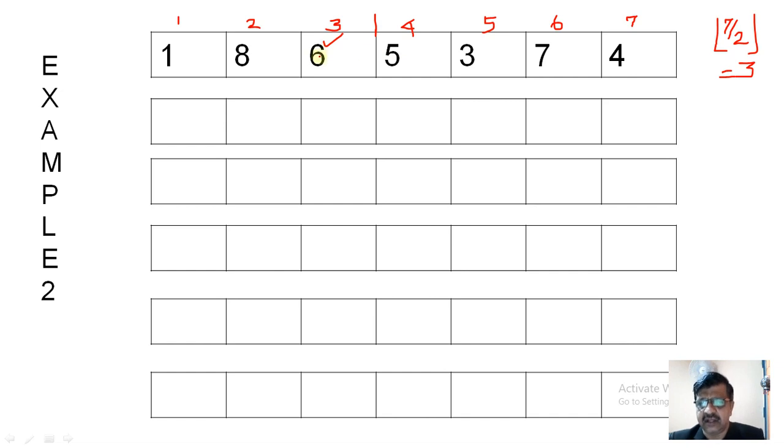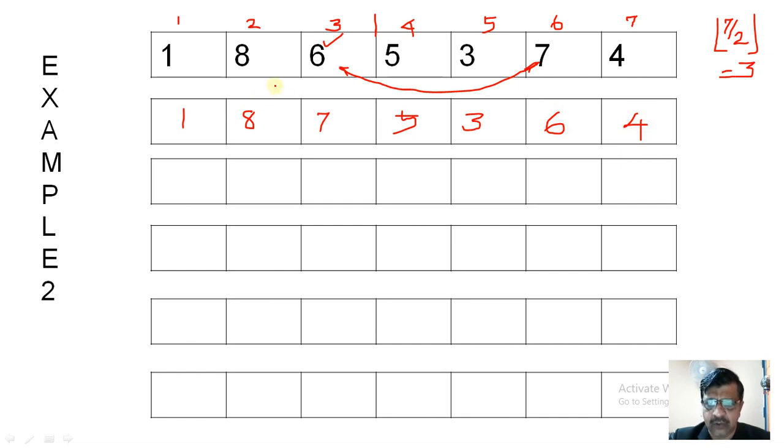Therefore, his children are 2 into 3, and 2 into 3 plus 1. That is 6 and 7. So the 6th element is 7, and the 7th element is 4. Among them, comparison will take place. 7 is the biggest element, so 7 is exchanged with 6. So 7 will become the parent, and 6 will find its position as a child of 7. Therefore, the array takes the shape something like this: 1, 8, 7, 5, 3, 6, and 4.